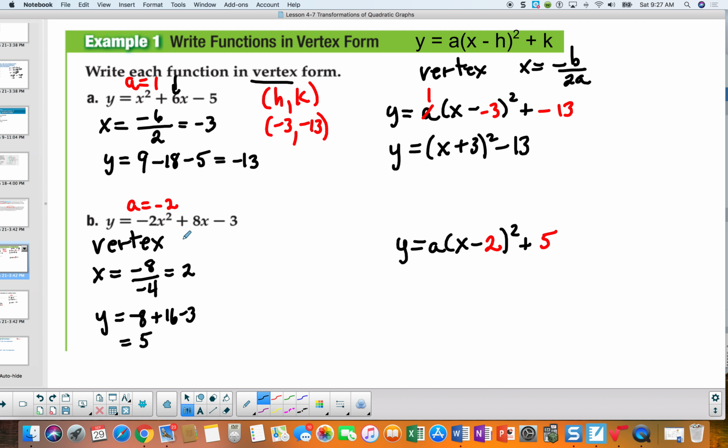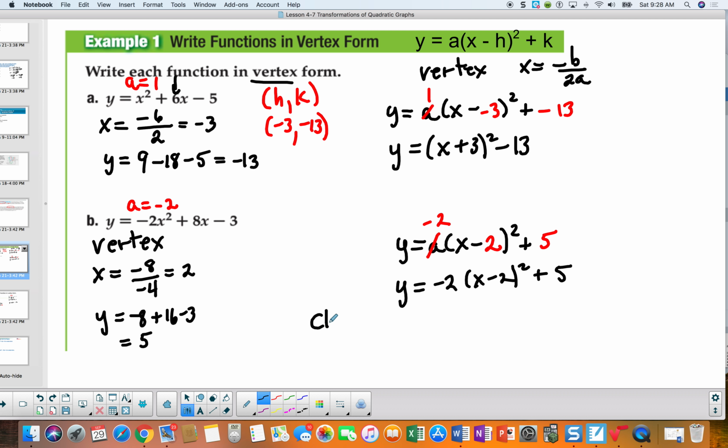Let's try another one. Y is equal to negative 2x squared plus 8x minus 3. I have already figured out the vertex, 2 and 5, using this vertex formula. So I've already put the number 2 in for h, and I put the number 5 in for k. So now what I need to do is think about what a is. Well, a in our standard form was negative 2, so this is going to be negative 2. And so now I can write my answer. Y is equal to negative 2 x minus 2 quantity squared plus 5.